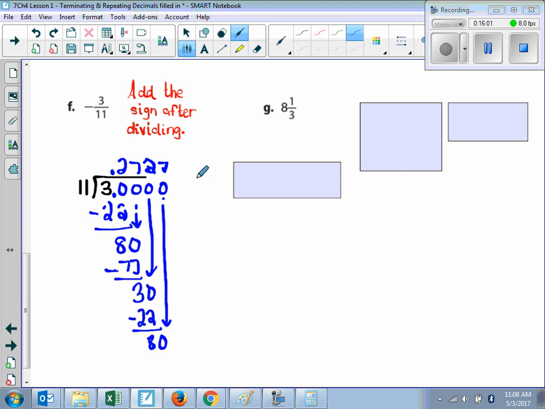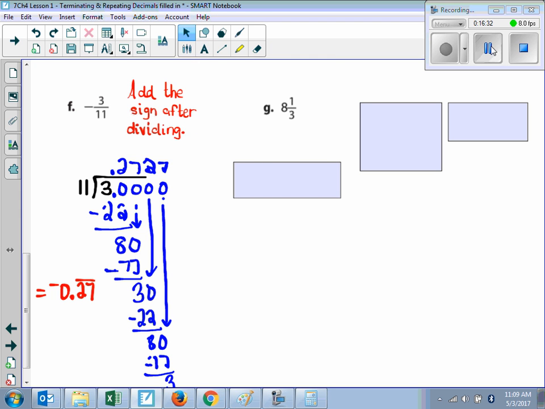Yes. So let me just finish my division here. And that's going to be 3 down there. So when we write our final answer, I'm just going to write it over here. We've got a negative 0.27 with the bar notation over the repeating part, which is the 27. Is everybody clear? All right.